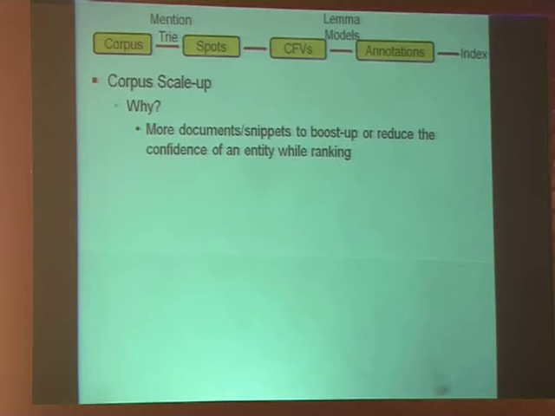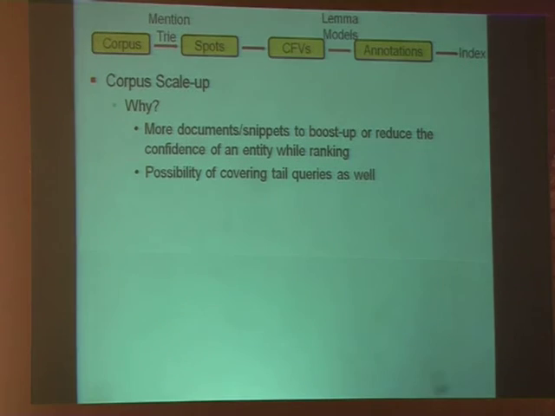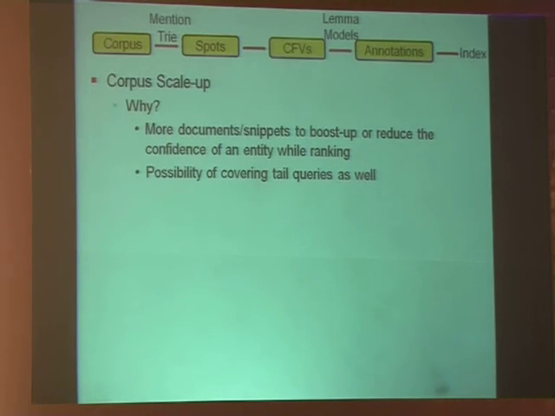The more documents in the corpus, the more annotations there will be. Hence, while serving a query, we'll have more annotations to boost or reduce our confidence on a particular rank. The more documents in the corpus, the more chances of encountering a rare entity, which will enable our system to cover even the tail queries. So this is all nice and cool, but what will be the effect on the system?